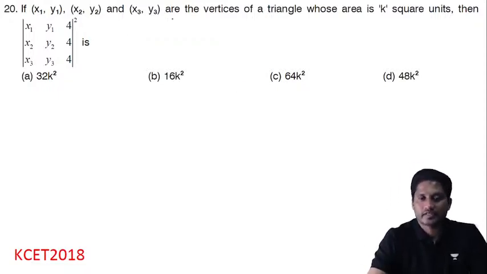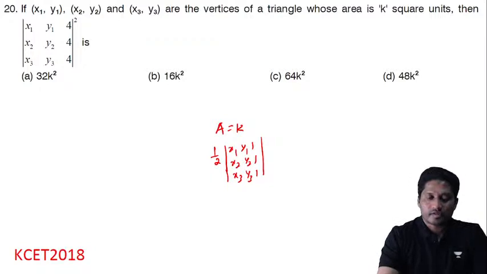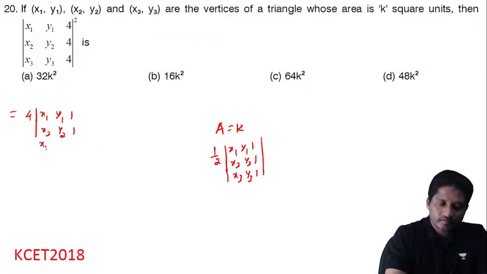The points x1 by 1, x2 by 2, x3 by 3 are vertices of a triangle whose area is k square units. So according to the question, area is equal to k. Area is equal to half of the determinant of x1 by 1 1, x2 by 2 1, x3 by 3 1. Okay, I'm supposed to find the value of this. I'm going to take 4 out. Determinant of x1 by 1 1, 2 by 2 1, x3 by 3 1, 3 by 3 1.